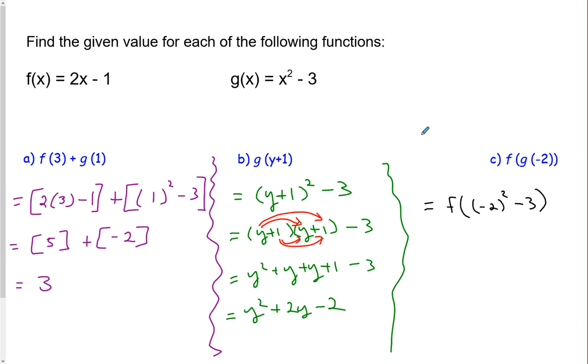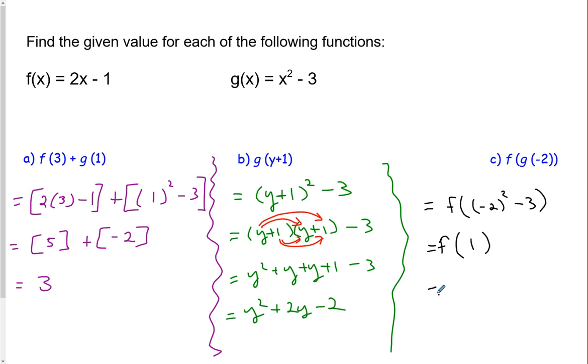So here we go. All I did was take my g, put it in there, but where there is an x, I put a negative 2 instead. So let's work that out and see what we get. Let's see. Negative 2 squared is going to be positive 4. Minus 3 is going to be 1. So the answer is 1.